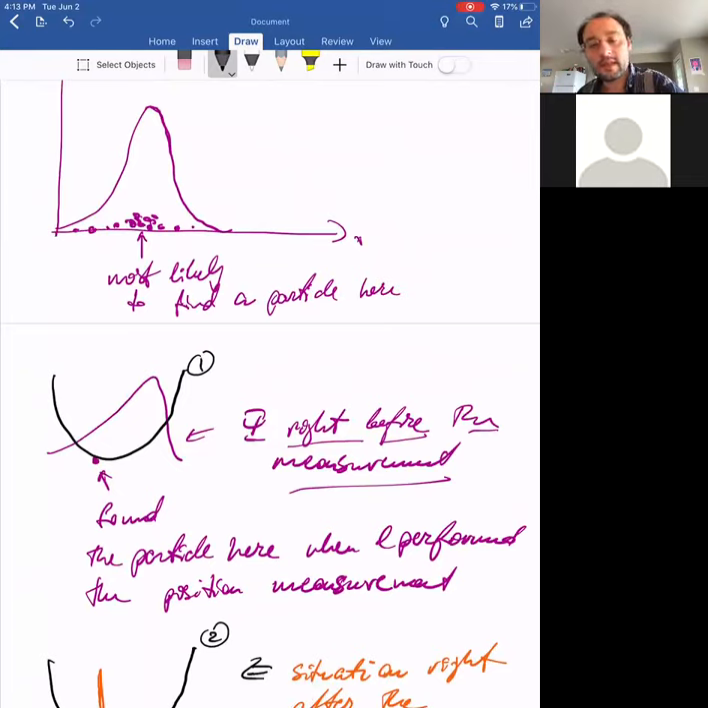What if I measured something else? The wave function is in this purple state, and now I want to measure not its position, but its momentum. Think about it. I'm going to discuss that in a separate video.